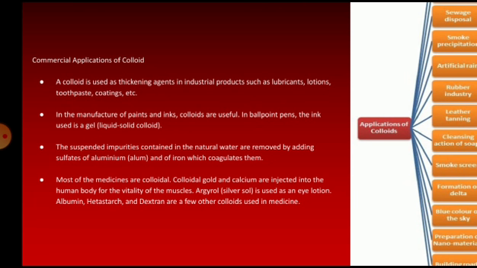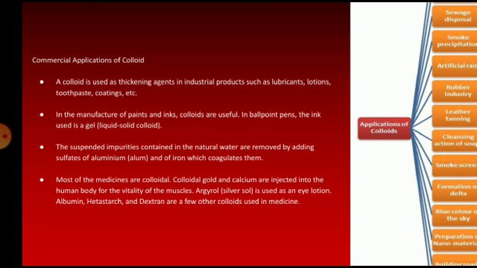We have already learned in second or first class, right? So ink used is a gel, and gel is a type of liquid solid colloid solution. Okay, I hope you remember. The third one, the suspended impurities contained in the natural water are removed by adding sulfates of aluminium and iron which coagulates them. So the suspended impurities can also be removed by using the colloidal solution.